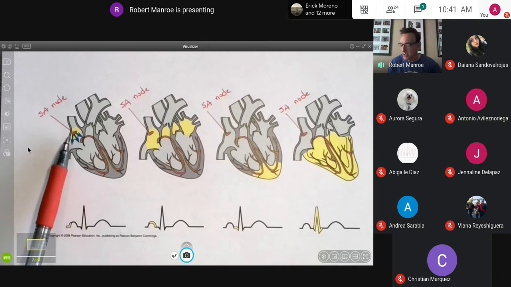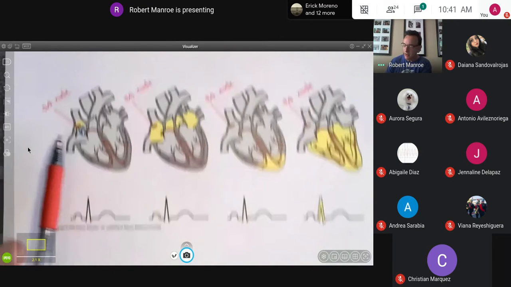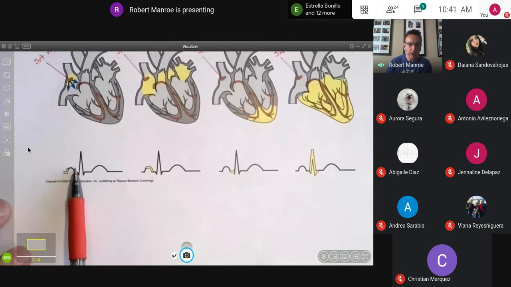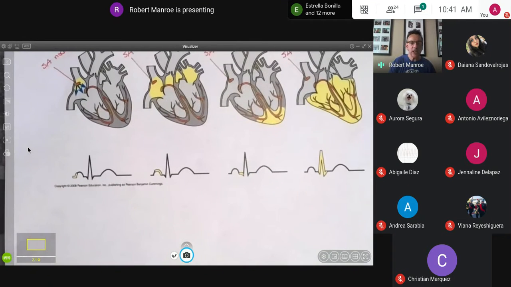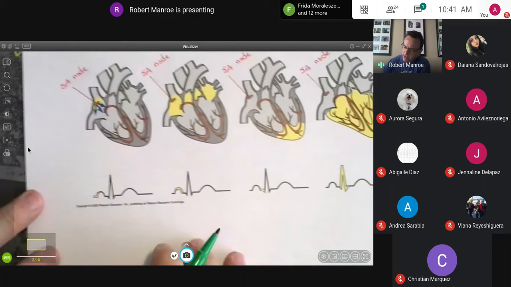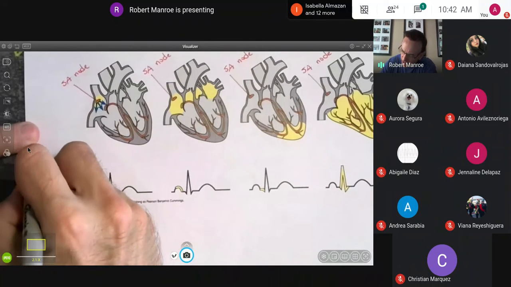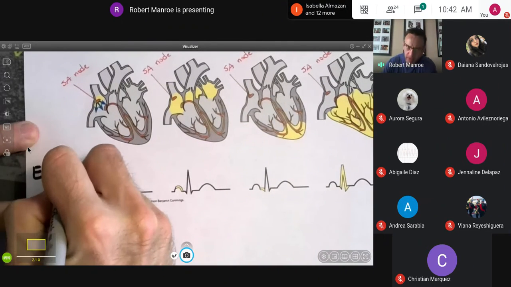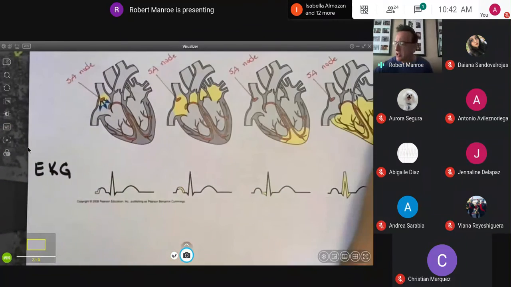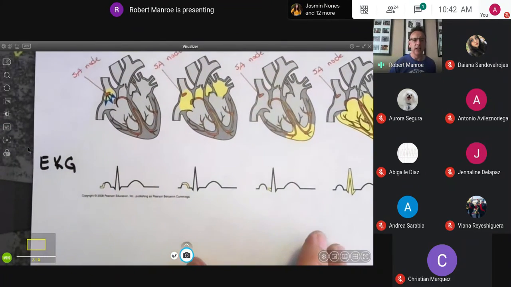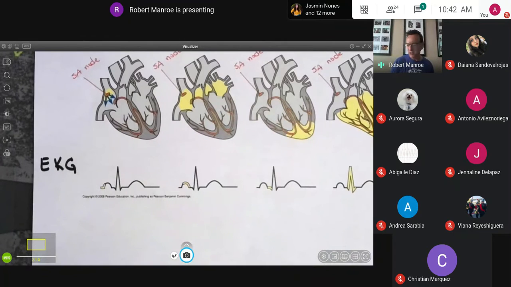So as soon as that impulse comes out of the SA node, that's what this hump in the EKG is. This is called an electrocardiogram. So we call this an EKG. And you go, well, hold it, Manro. In English, cardio is spelled with a C, right? So why do you think we call it EKG? Any idea?